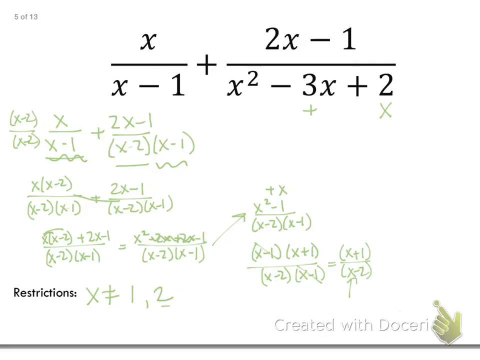Okay, our x's won't cancel because they're being added and subtracted to something. We don't have the full sets of parentheses that are the exact same for them to cancel. So there's my final answer right here.